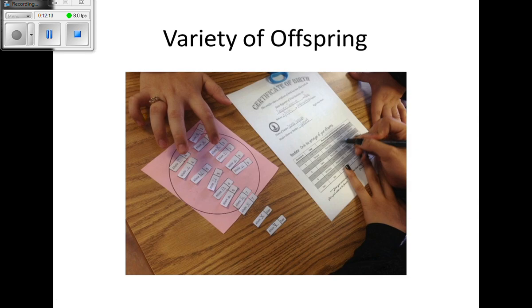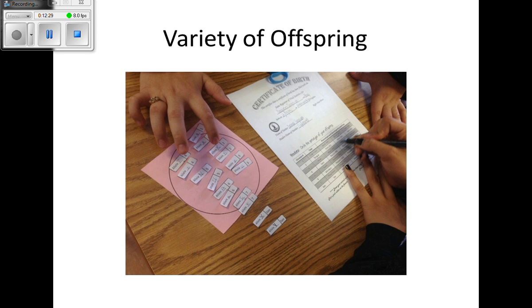Once you reach this part, you will then align to see the new combinations of genes that your offspring has that's different from yours. You will receive a birth certificate. You may name your animal. You may write the parents' names.